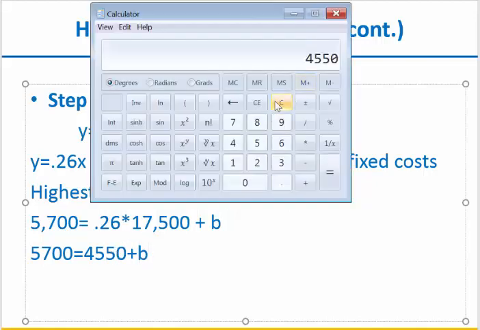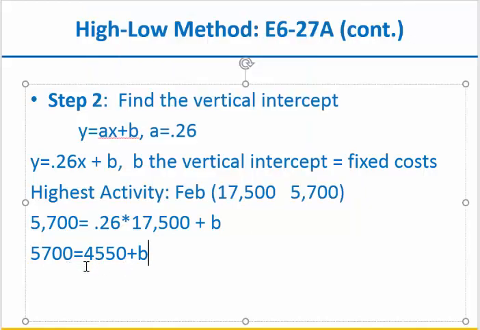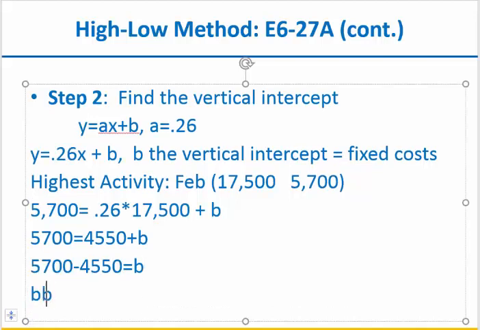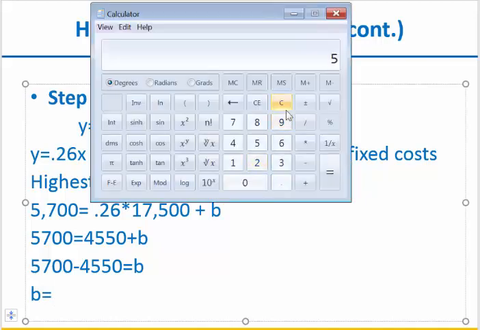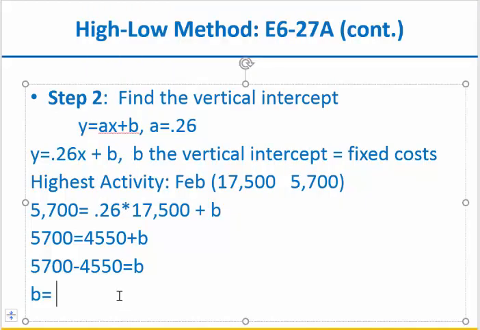Not just from this equation, you know how to solve for b, right? All you have to do is one-step subtraction. So just use 5,700 to subtract 4,550. So b actually is 5,700 minus 4,550. The result is 1,150. Alright, so finally, you really have your cost equation set up in this way.